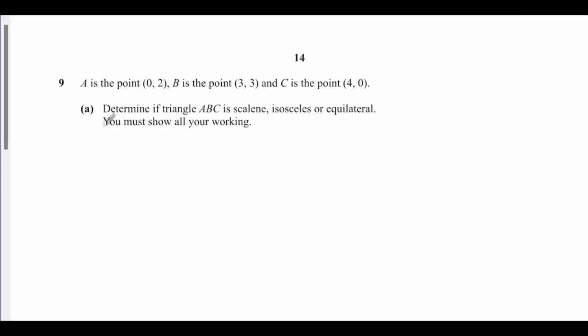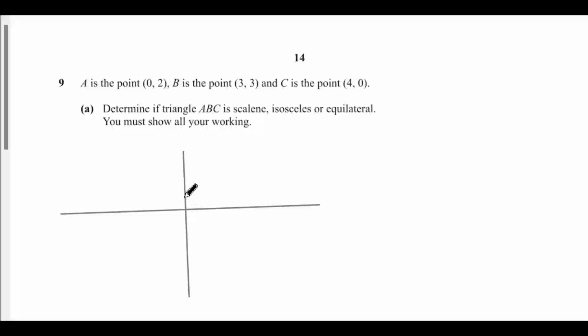That is question 9. A is the point 0,2, B is the point 3,3, and C is the point 4,0. Determine if triangle ABC is scalene or isosceles or equilateral. You must show all your working. I think you may want to have, let's say, x-axis, then y-axis respectively.